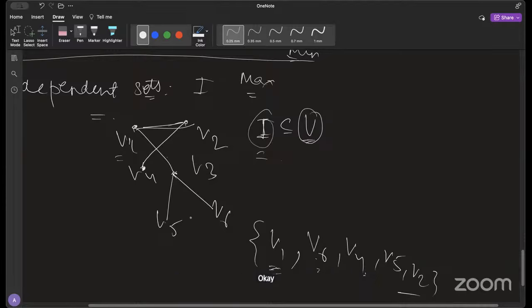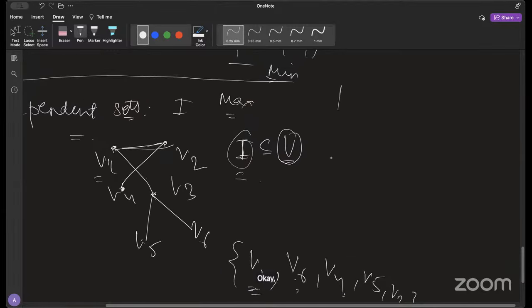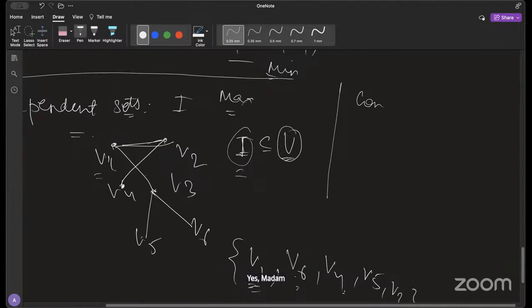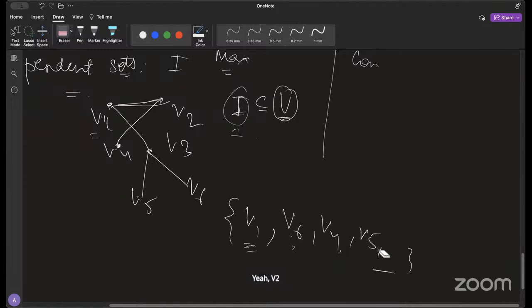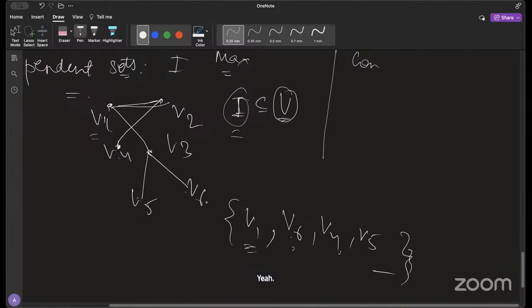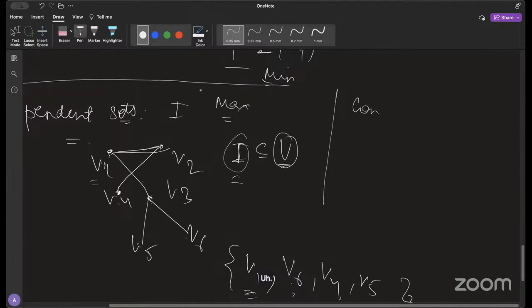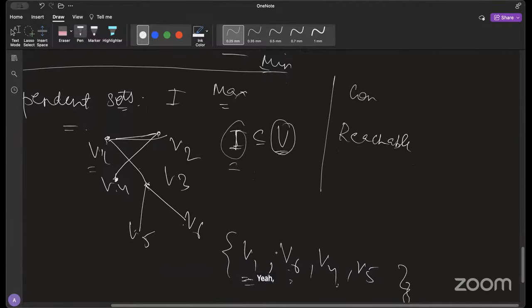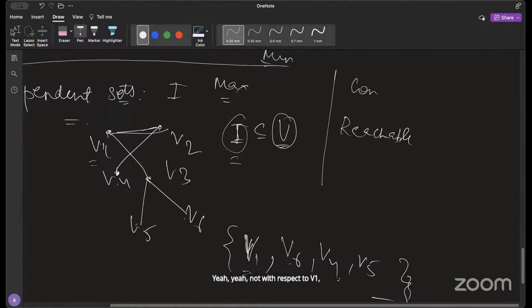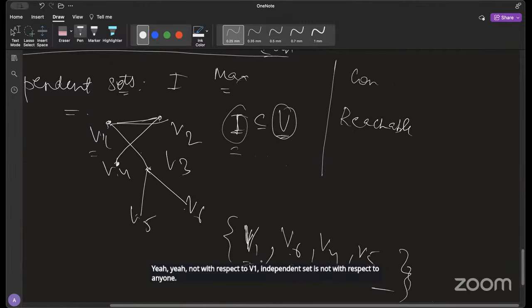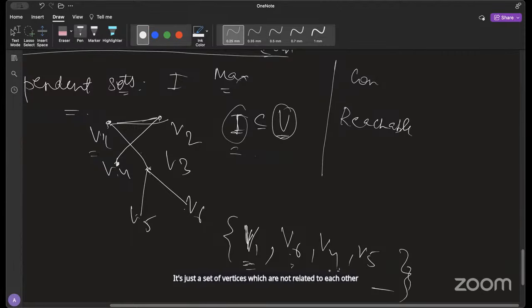V2 is connected to V4. So V1, V6, V5, and V4 is fine. Yes, this set. Ma'am, so we are saying this with respect to V1, right? Independent set is not with respect to any vertex. It's just a set of vertices which are not related to each other, not directly connected to each other.